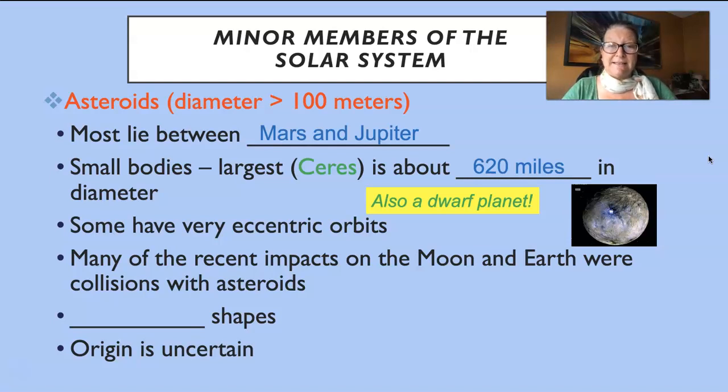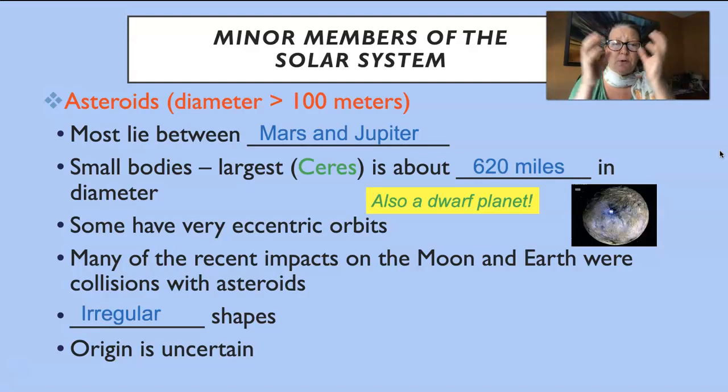Some asteroids have very eccentric orbits, which means they're highly elliptical around the sun, but most of them are just going in a circular manner around the asteroid belt. Many of the recent impacts on the Moon and Earth have come from the asteroid belt. These objects have irregular shapes. They're not necessarily spherical because they're not big enough to pull themselves into a sphere. In fact, that's why the planets are spherical, which I haven't really mentioned: they're so massive, they've pulled any irregularities down to make a spherical shape.